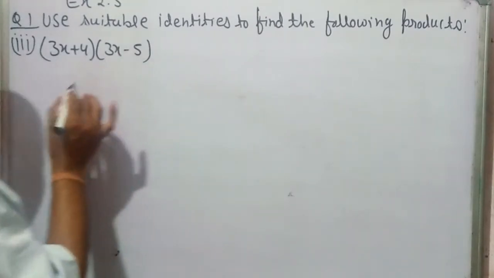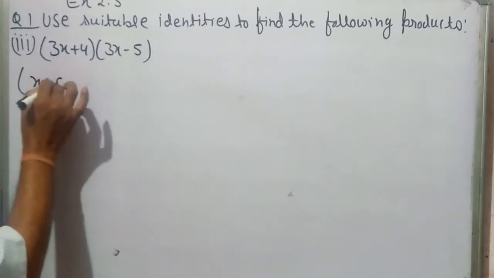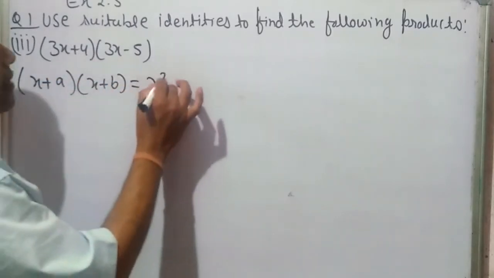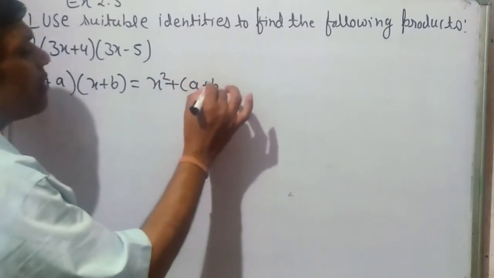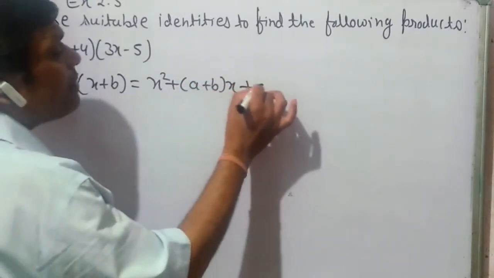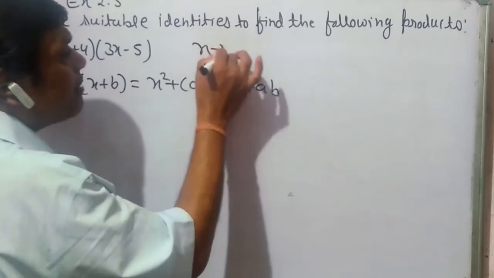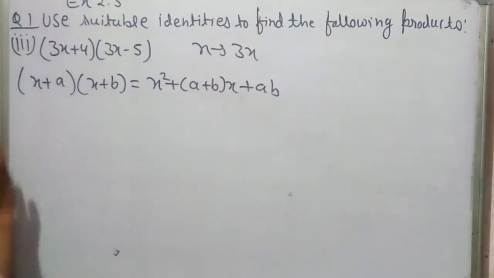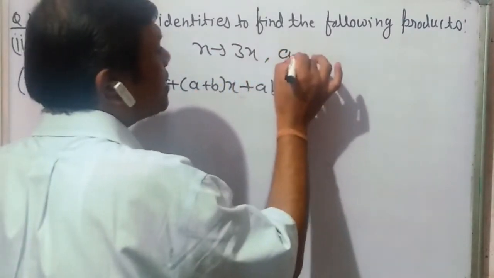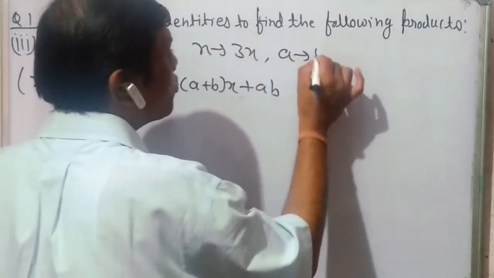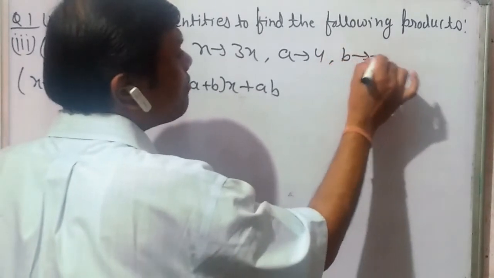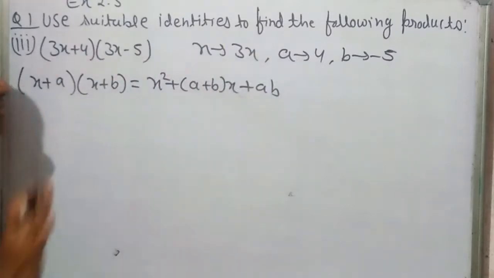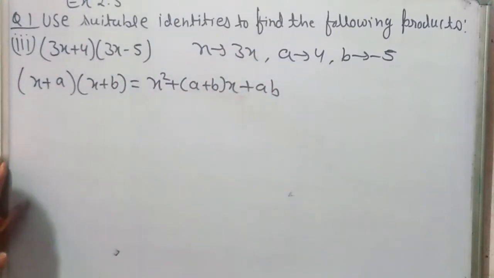The third part of this question is (3x + 4) multiplied (3x − 5). Here again what we are saying is that we have the same identity (x + a) multiplied (x + b) giving us x² + (a + b)x + ab. But we have to identify the values. In place of x we have 3x. In place of a we have 4. But in place of b we have negative 5.